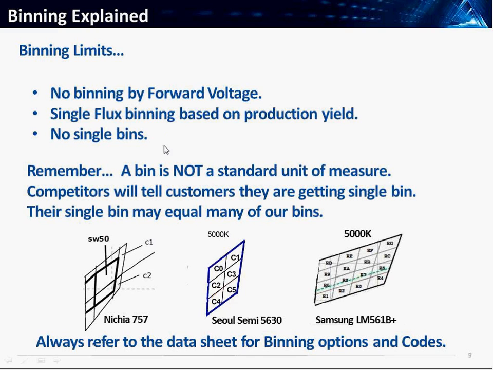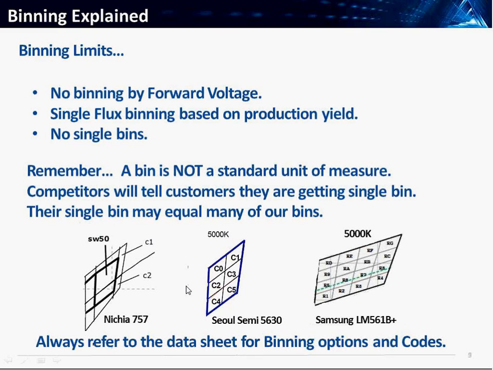So he pulled up three sheets there. Here's Nichia 757, and you can see that their single bin is really all 16 of our bins. It's the full ANSI. So if they order the C1, they get some parts outside ANSI. If they order C2, they get parts outside ANSI. But customers are told they're ordering a single bin, when they're actually ordering the whole ANSI bin.